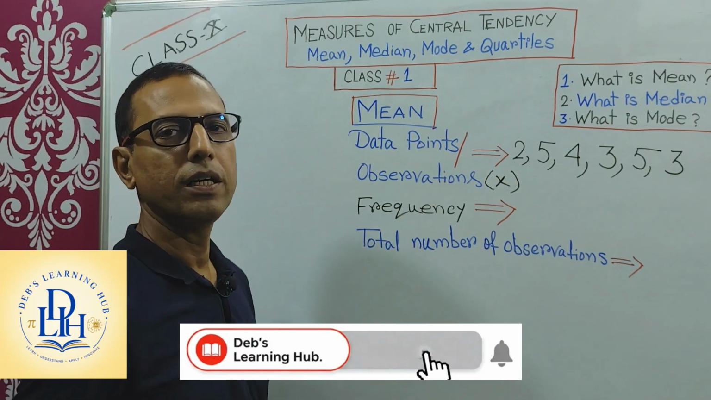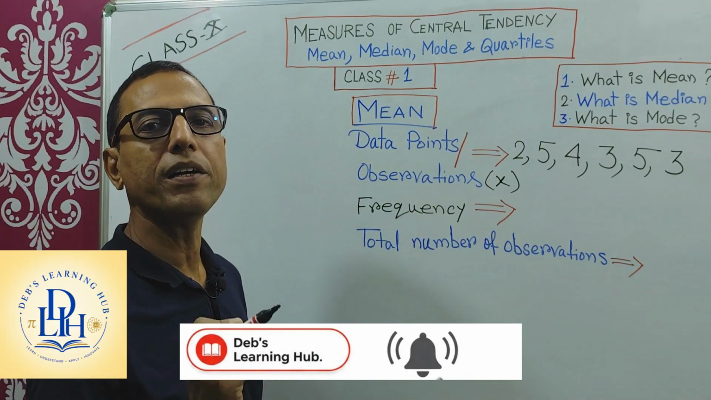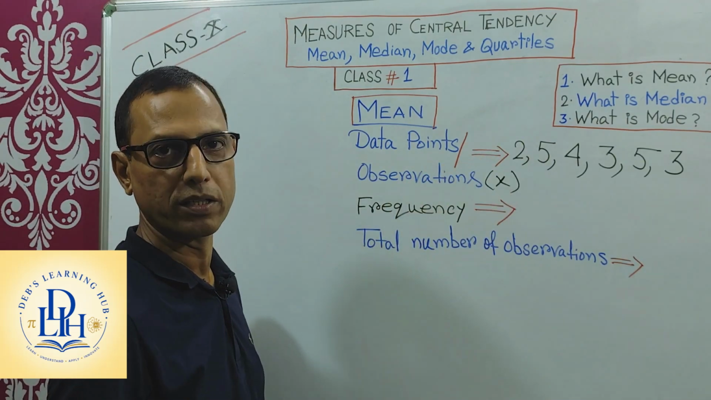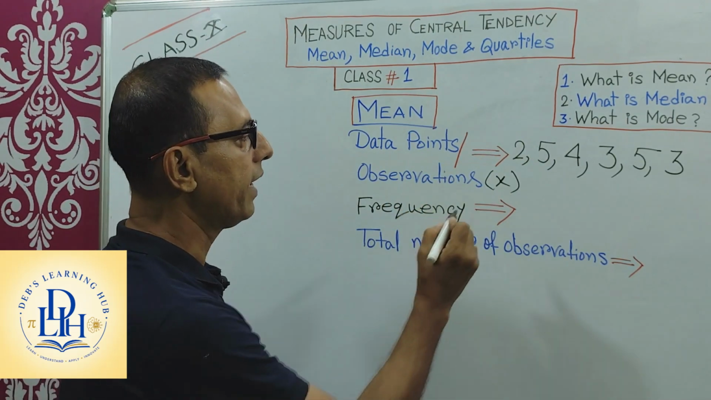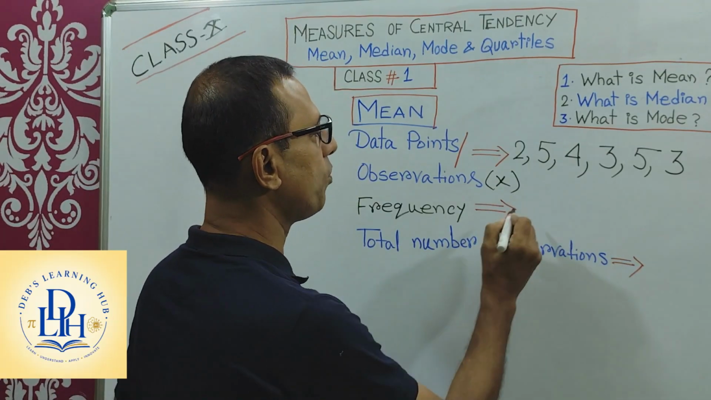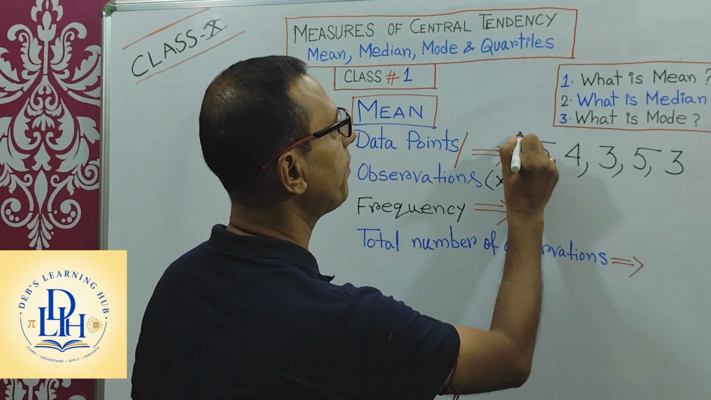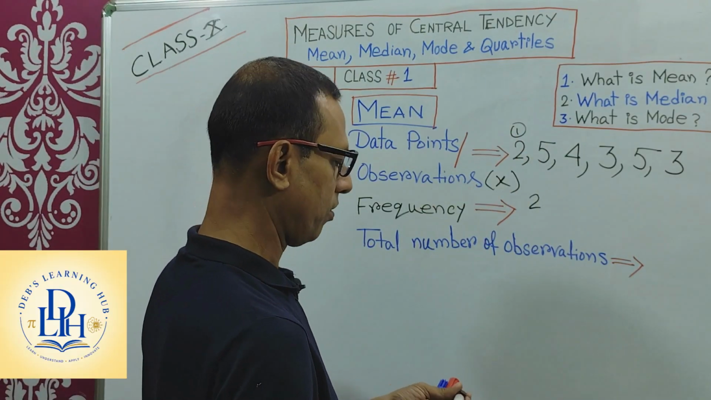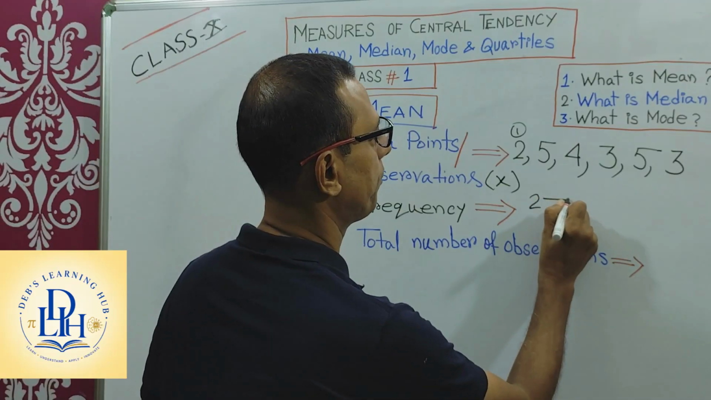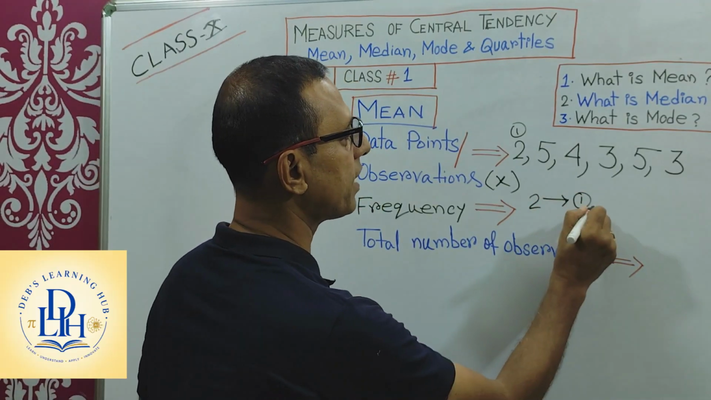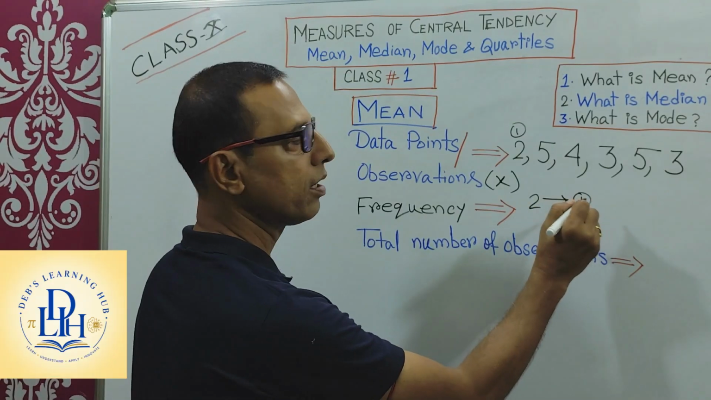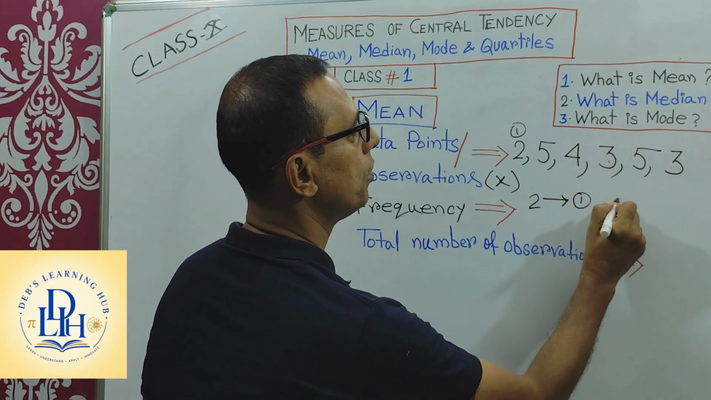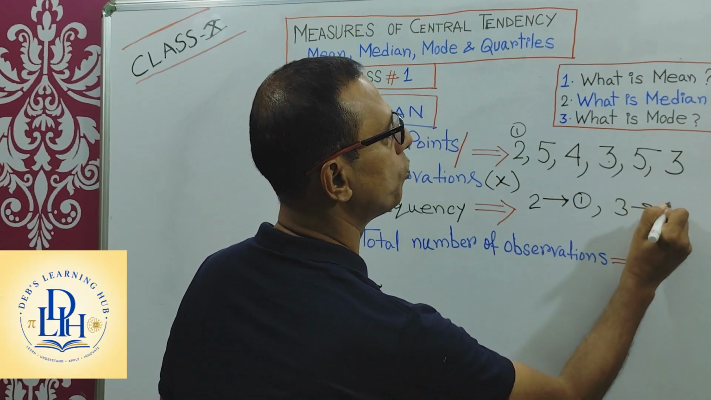Then frequency. For each of the observations, what is the number of occurrences of the data point? That is called frequency. Let's say here you have 2. How many times? 2 is 1 time, right? So the frequency of 2 is 1. How many times is 3 there? You can see here you have 3 and 3, so the frequency of 3 is 2.